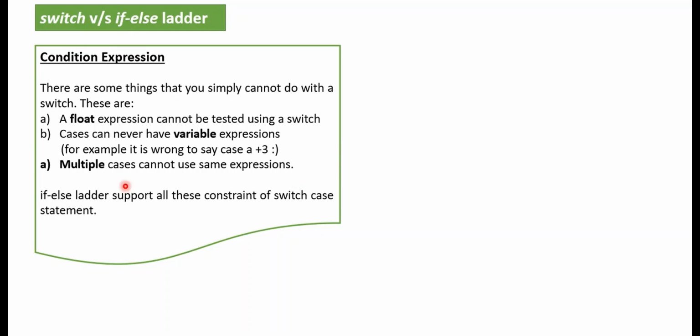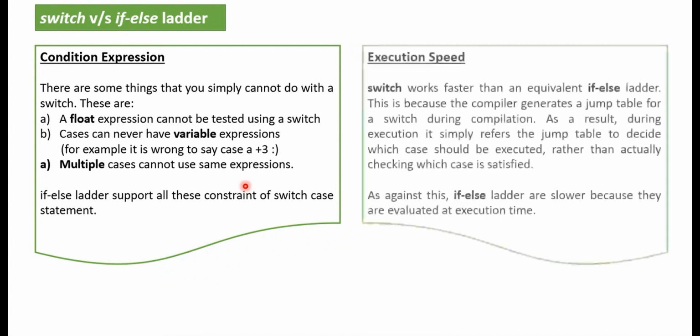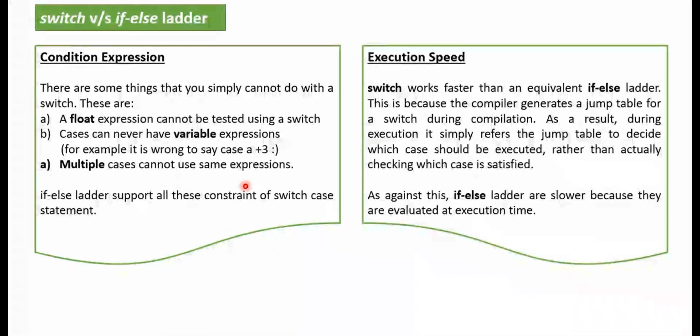But the if else ladder supports all these things that a switch case statement cannot. That means we can test a float expression, we can test variables, and even multiple cases can have the same expression. Okay, the second most important thing is execution speed. Switch works faster than an equivalent if else ladder. This is because the compiler generates a jump table for a switch during compilation. As a result, during execution it simply refers to the jump table to decide which case should be executed, rather than actually checking which case is satisfied.